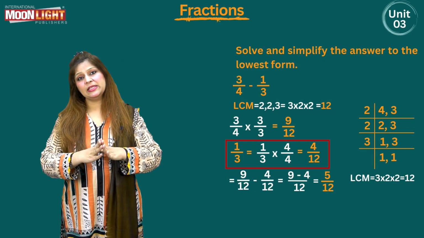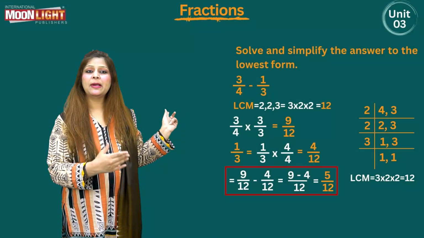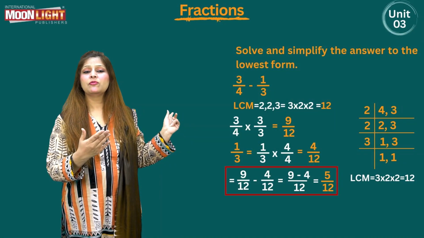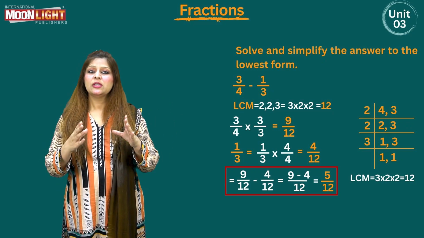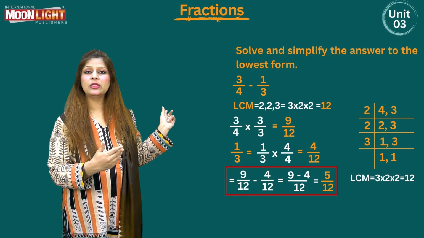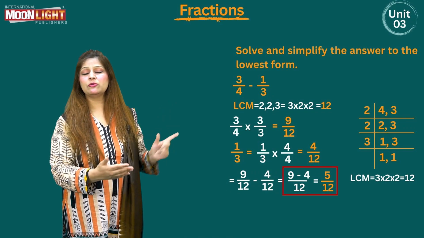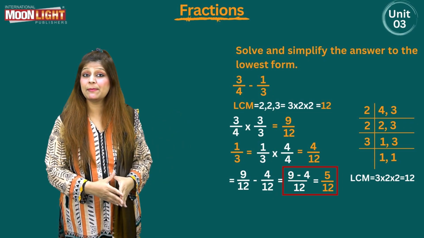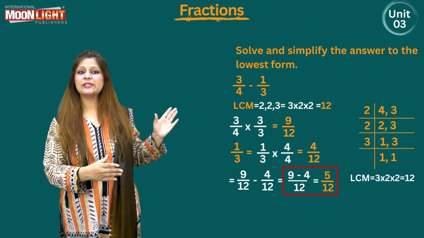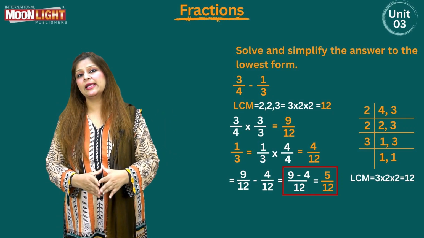Now I'm going to write it down as 9 by 12 minus 4 by 12. Now I'm going to subtract these two fractions. How to do it? Subtract the numerators, 9 minus 4, divided by the denominator, which will be the same, 12. Now, my dear students, you know that 9 minus 4 is 5.